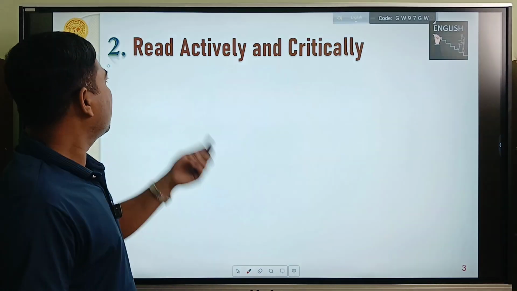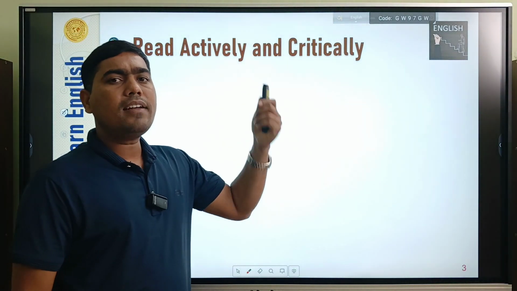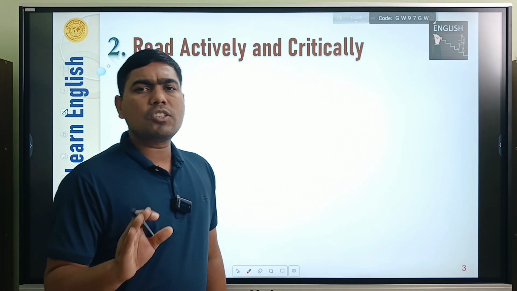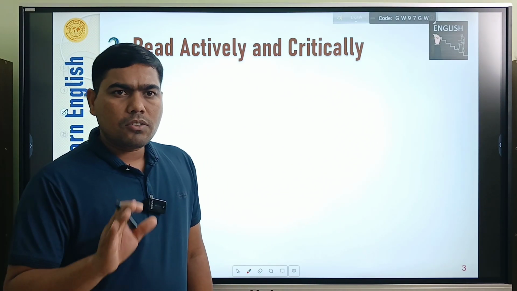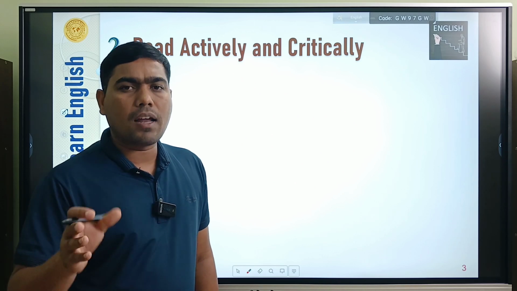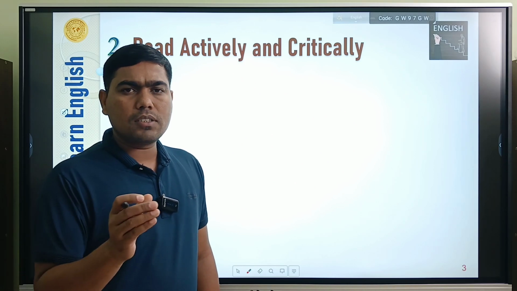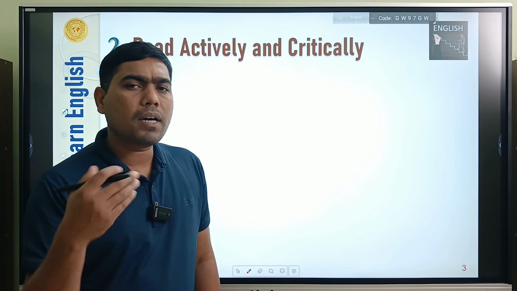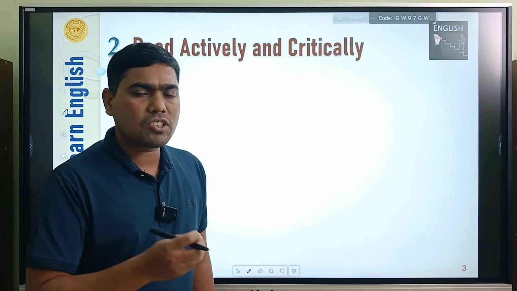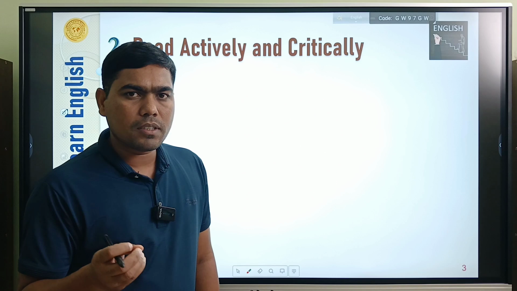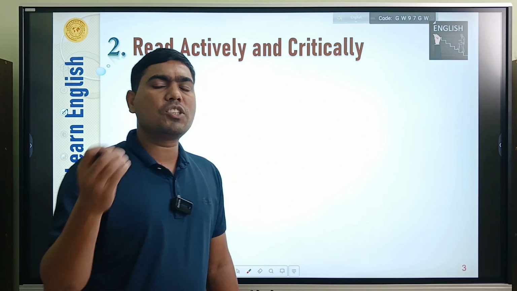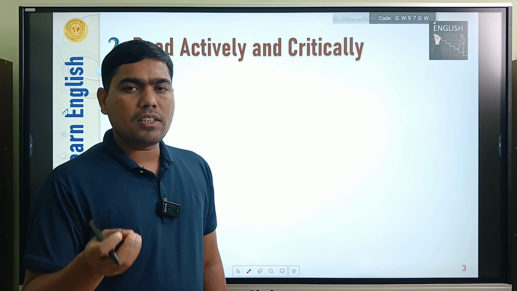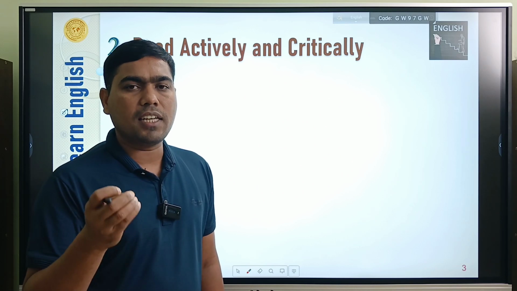The second one is read actively and critically. Please don't read just to know the story. Don't read anything in Bangla. Okay, because very often we see that you go through the Bangla translation of an English text. Actually, this is the problem, because if you know the story in Bangla, then you will not enjoy the taste of reading a text in English.